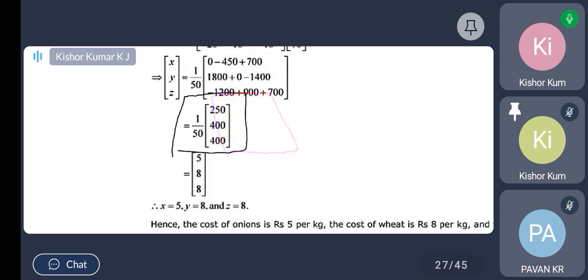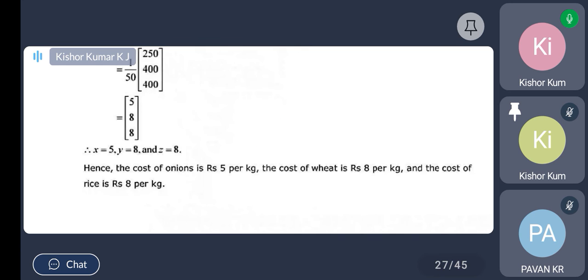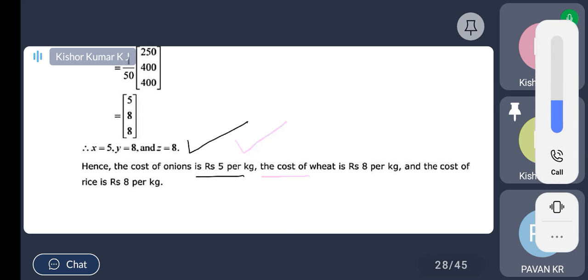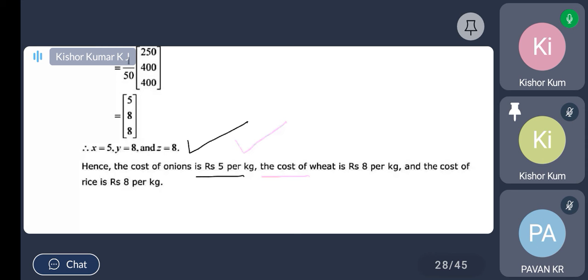Now do the multiplication of this. So you can get 5, 8, 8. These are the values of x, y, z: x equals 5, y equals 8 and z equals 8. The problem is not completed only here; you have to mention that the cost of onion is 5 rupees per kg, wheat is 8 rupees per kg and rice is 8 rupees per kg, because we had considered x, y, z to be the cost of the onion, wheat and the rice. So this is your assumption.